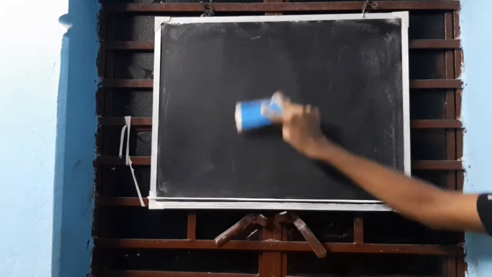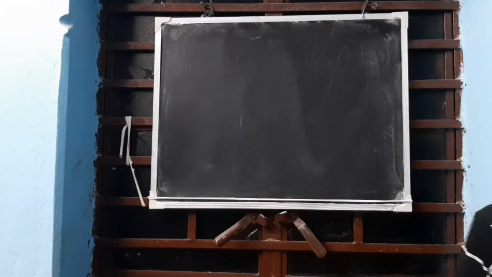Reaction with ammonia I have already shown. Reaction with ammonia, NH3 plus HCl will form NH4Cl. Okay. Next is hydrochloric acid. So hydrochloric acid is basically HCl plus H2O, which forms hydrochloric acid. Clear?